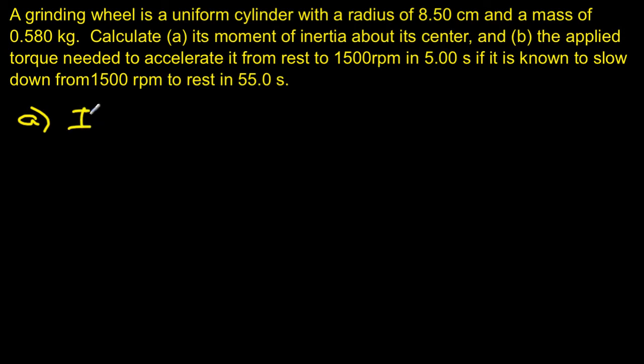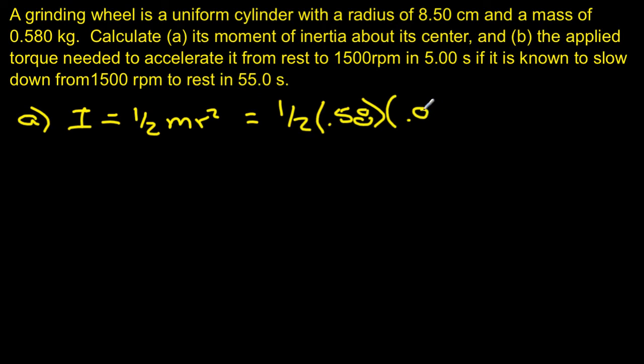So the equation for the moment of inertia of a uniform cylinder is 1/2 mr squared. So putting in the values that we have, 1/2 times 0.58 times 0.085, changing the centimeters to meters, squared, equals 0.0021 kilogram meters squared. So there's our first answer.